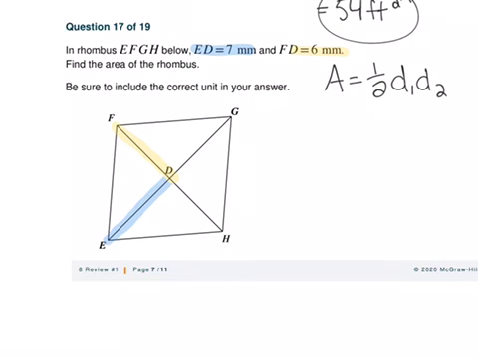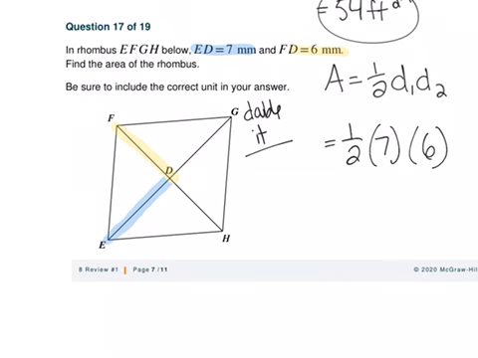So notice that both of those don't make the entire diagonal. So since both of those are half of the diagonal, what I can do instead is I'm just going to double it at the end. Because if I double it at the end, then I know I'm going to get the whole diagonal. So 1/2 times one of them is 7, times the other one is 6. 7 times 6 is 42. 42 divided by 2 is 21. So half of 42 is 21.